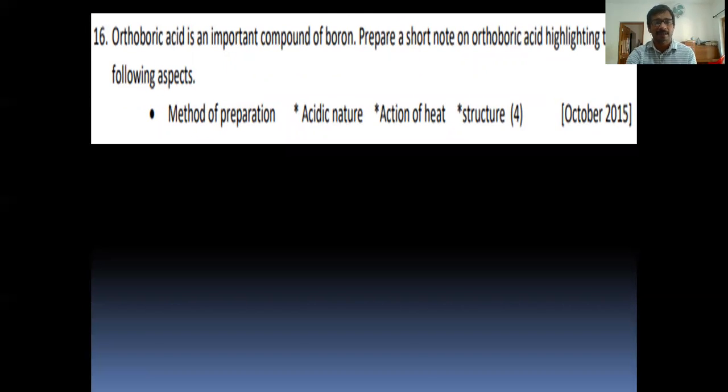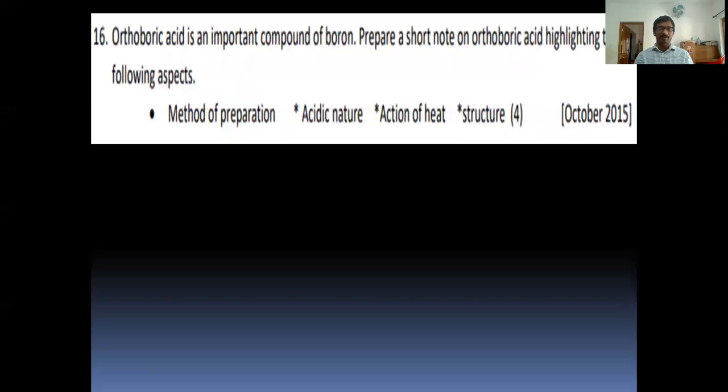Orthoboric acid is an important compound of boron. Prepare a short note on orthoboric acid highlighting the following aspects. Method of preparation: already we mentioned one method. When borax is dissolved in water, orthoboric acid will be formed, or when borax is treated with acids like HCl, orthoboric acid will be formed.